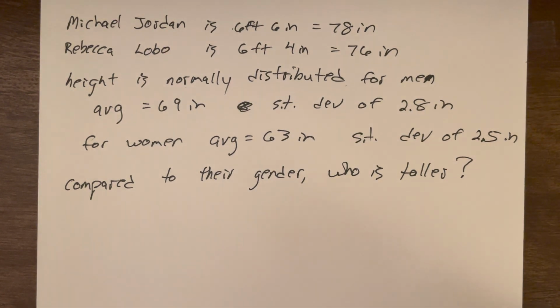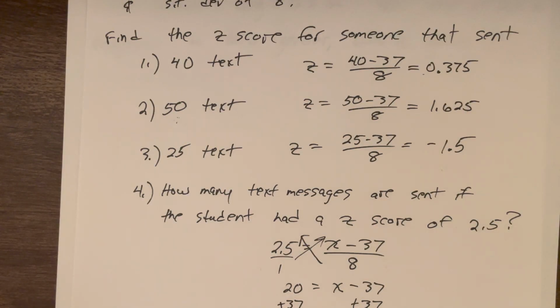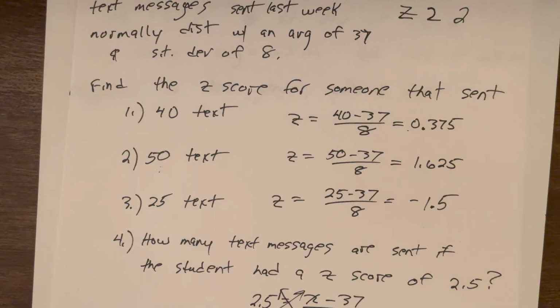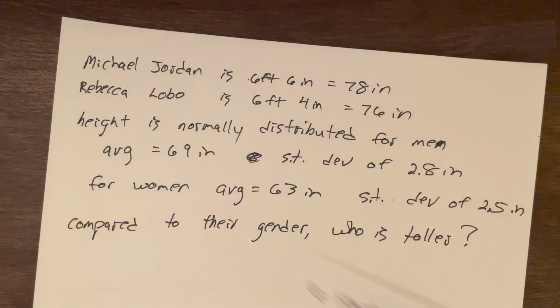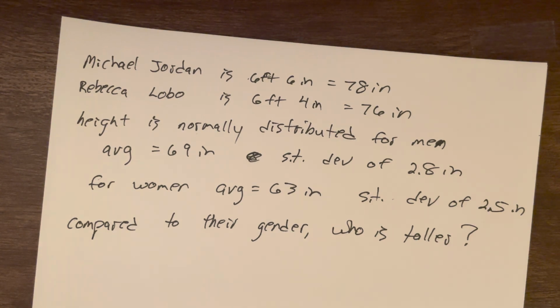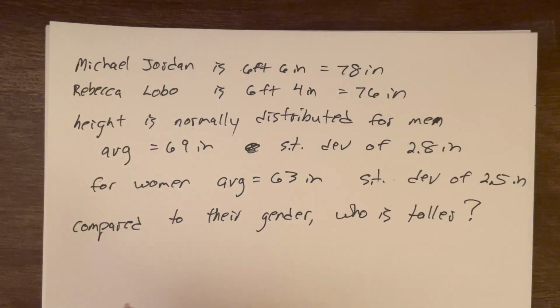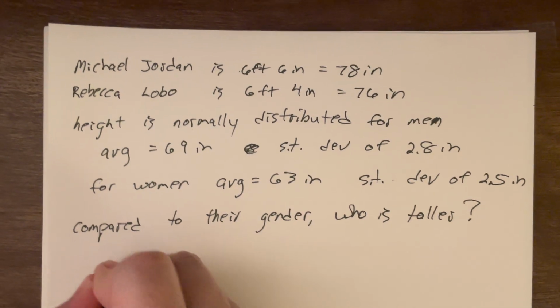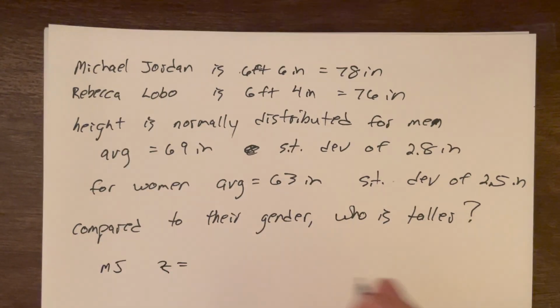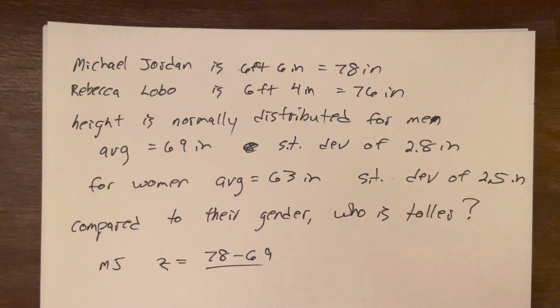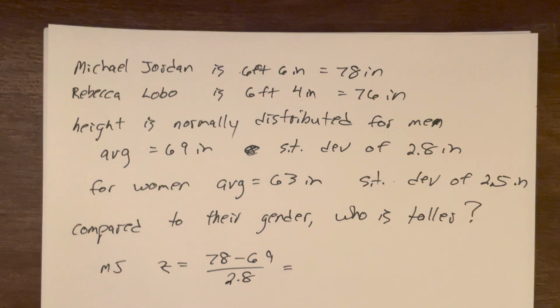The previous problems were much more friendly, specifically saying, find the z-score, find the z-score. Very direct, specific questions. But now, this is where that understanding of how a z-score can be used comes in. So I look for both of them. For Michael Jordan, he would be 78 minus 69 divided by 2.8.